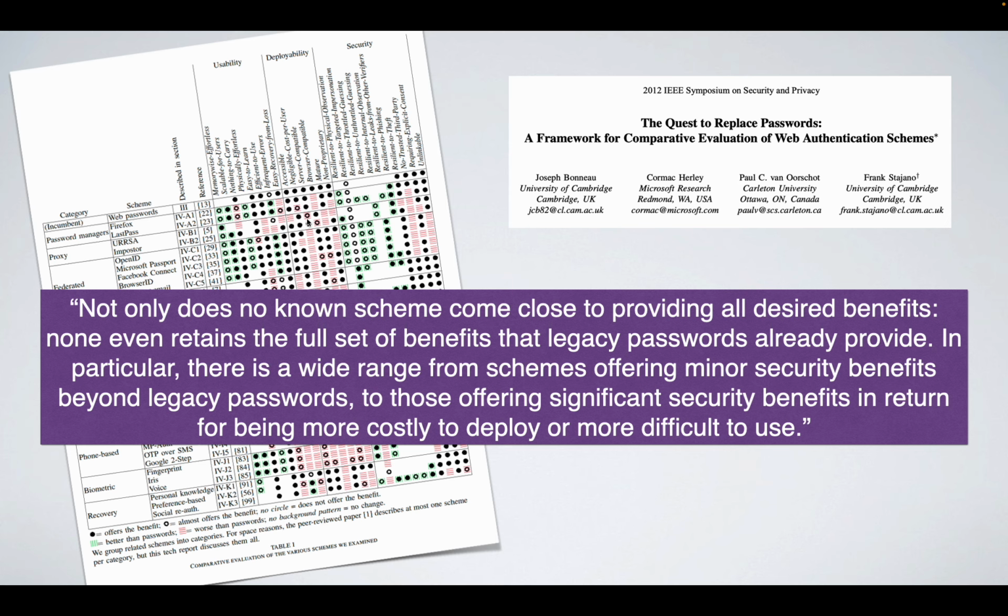So everywhere there's a red cell, it means that it's missing a property that just normal passwords have. And every time there's a green cell, it means they get a property that normal passwords don't. So you can see there's a lot of red cells. There's also a lot of green cells. So everything makes something better, but it makes something else worse. There's trade-offs. In particular, there's a wide range from schemes offering minor security benefits to those offering significant security benefits, but in return being more costly to deploy or more difficult to use. So there's a trade-off essentially between security, usability, and deployability.